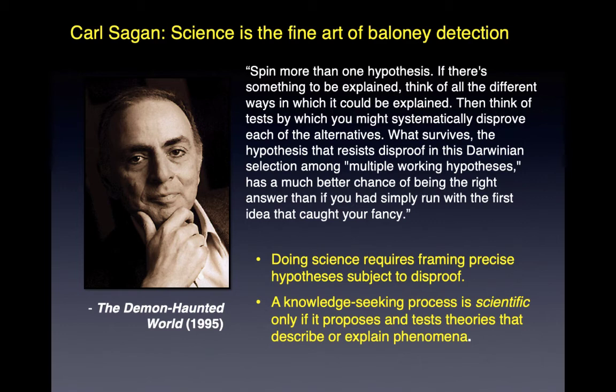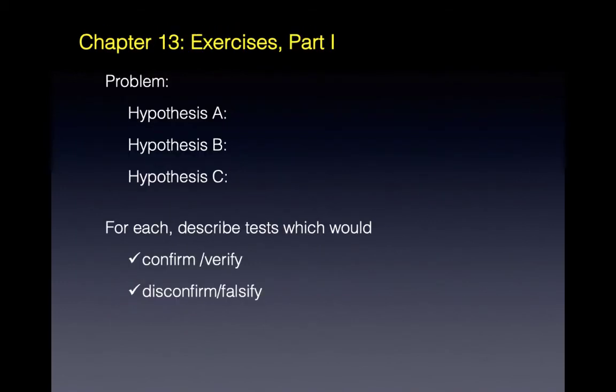Doing science requires then framing precise hypotheses subject to disproof. A knowledge-seeking process is going to be called scientific only if it proposes and tests theories that describe or explain phenomena. And this is the format you should use when you work on the exercises in Chapter 13. If you haven't done so already, please go ahead and do so.